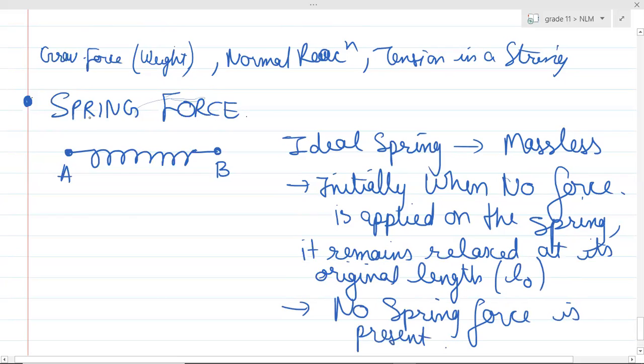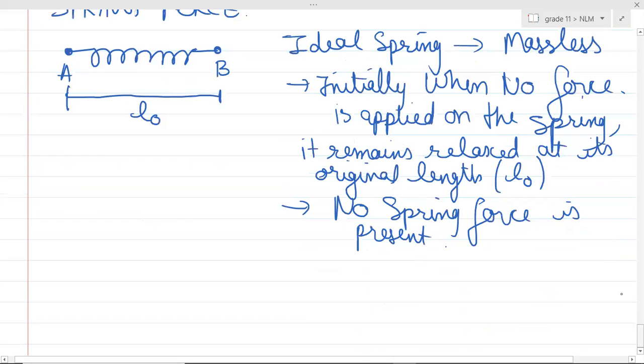Is this case clear, guys? First case, when this spring is at its natural length or original length, will it be experiencing any force? No, right? So always remember this thing. So this is all about the ideal spring. What else can we write in ideal spring? Always remember. So what do you mean the no spring force is present in a spring?